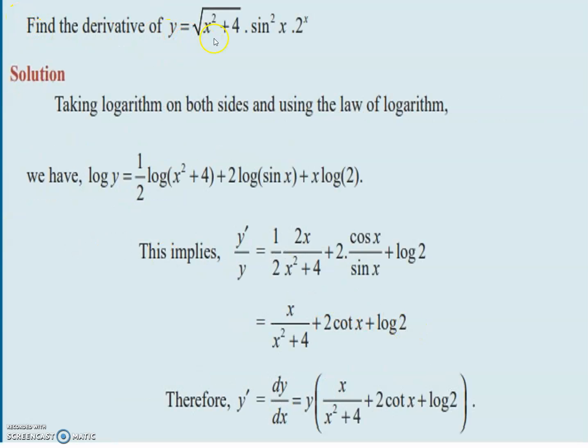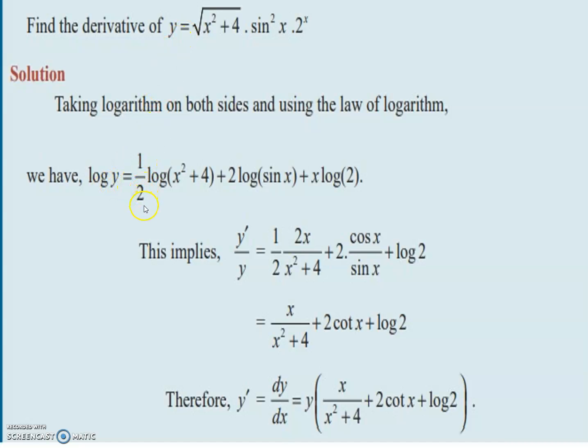Find the derivative of y is equal to root(x square plus 4) sin square x and 2 raised to x. Taking log of both sides, we know that log of m into n into r is log m plus log n plus log r. We have to use the square root as x raised to 1 upon 2, and we know that log m raised to n is n log m. So we have to apply these laws of logarithm to this example.